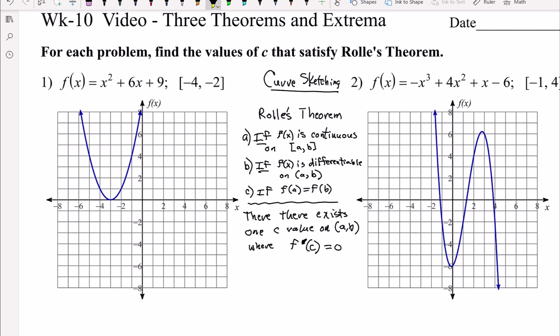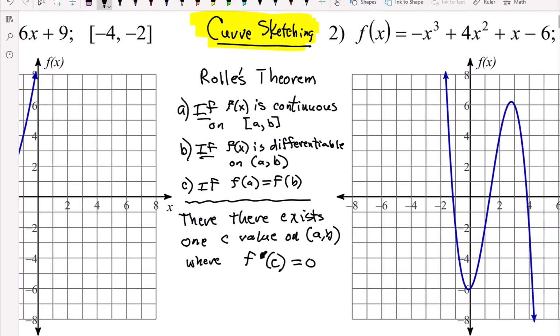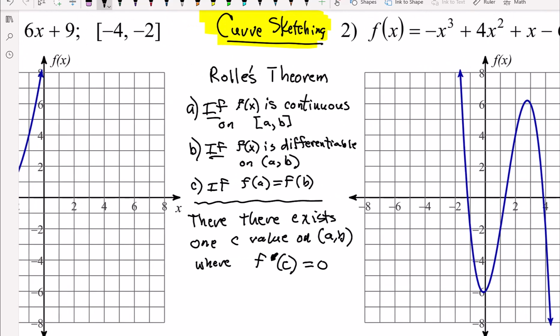Okay, now we're going to work on curve sketching, and there are three theorems that we're going to be learning. The first one is Rolle's theorem, and Rolle's theorem states that if a function is continuous on a closed interval [a, b], if that same function is differentiable on the open interval (a, b), and if f(a) is the same height as f(b), then there exists one c value on the interval (a, b) where the derivative at the c value is equal to 0.